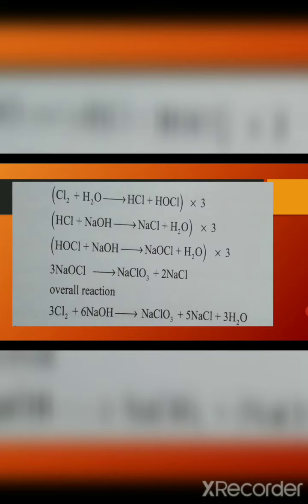And then again there are so many reactions with the alkali. Let us see. Chlorine plus water gives HCl plus HOCl. See the equations which you have seen now. Multiply all these equations with 3, and finally you get the overall reaction, the final equation: 3Cl2 plus 6 NaOH gives NaClO3 plus 5 NaCl plus 3 H2O, the overall reaction. Multiply all the equations with 3 and add, and then you will finally get this one.